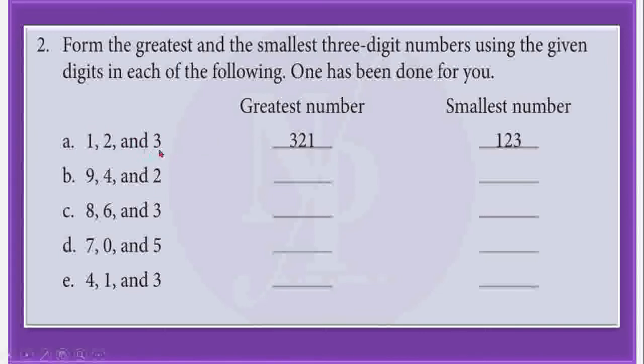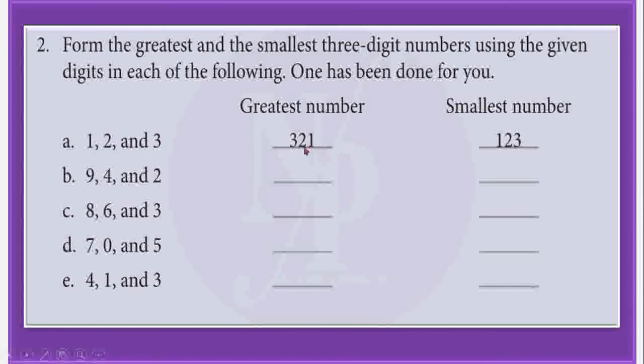1, 2 and 3. Using these digits, the greatest number that can be formed is 321. How is it obtained? It can be obtained by writing the given digits in descending order: 3, 2, 1. So greatest to smallest. If you write the digits one beside the other, you will get the greatest number. And to form the smallest number, you should write the given digits in ascending order or increasing order. 1, 2, 3. 123 is the smallest number that can be formed using the digits 1, 2 and 3.